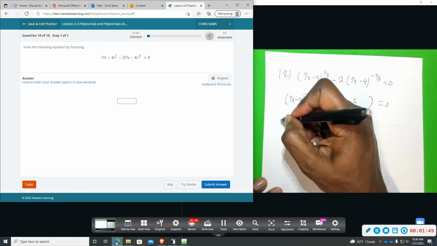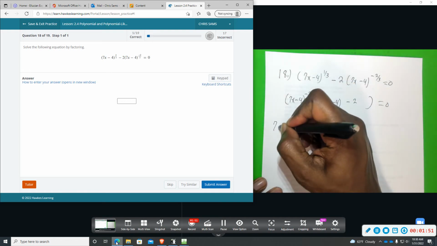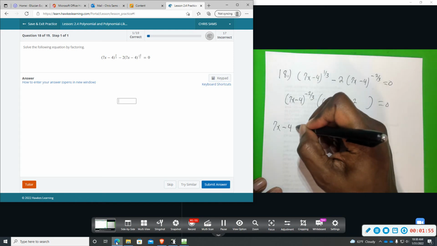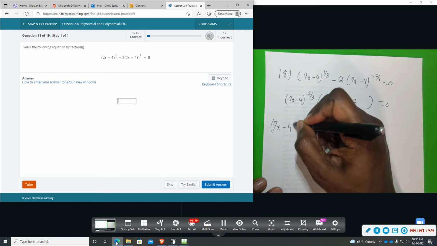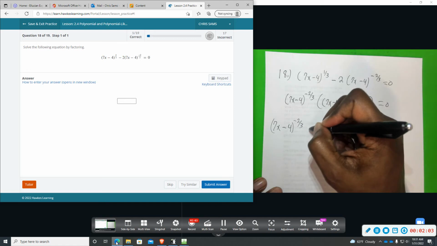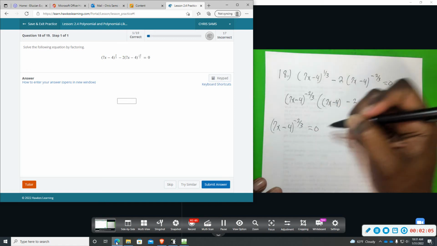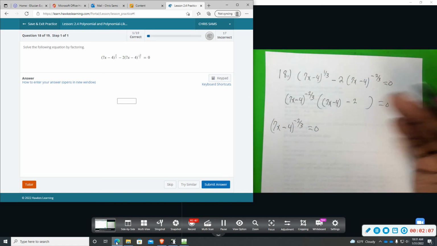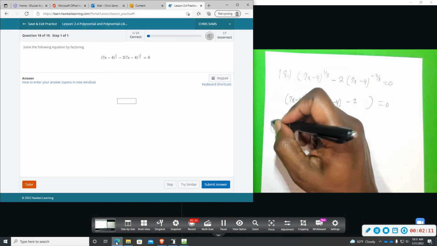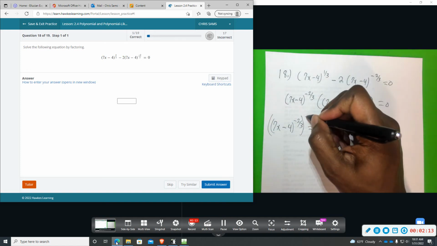So here's the issue right here. (7x - 4), and this is raised to the negative 2/3 power, equals 0. So I'm going to focus on this side, and I'll go ahead and finish the whole thing anyway. To get rid of the division by 3, we have to raise both sides to the 3rd power.